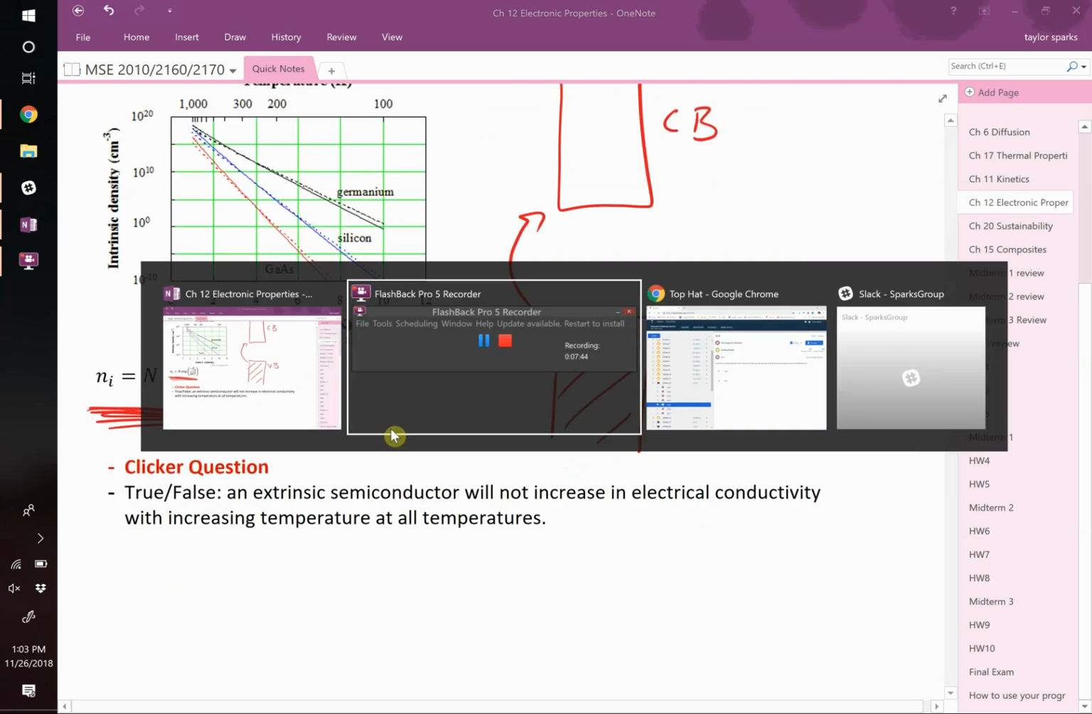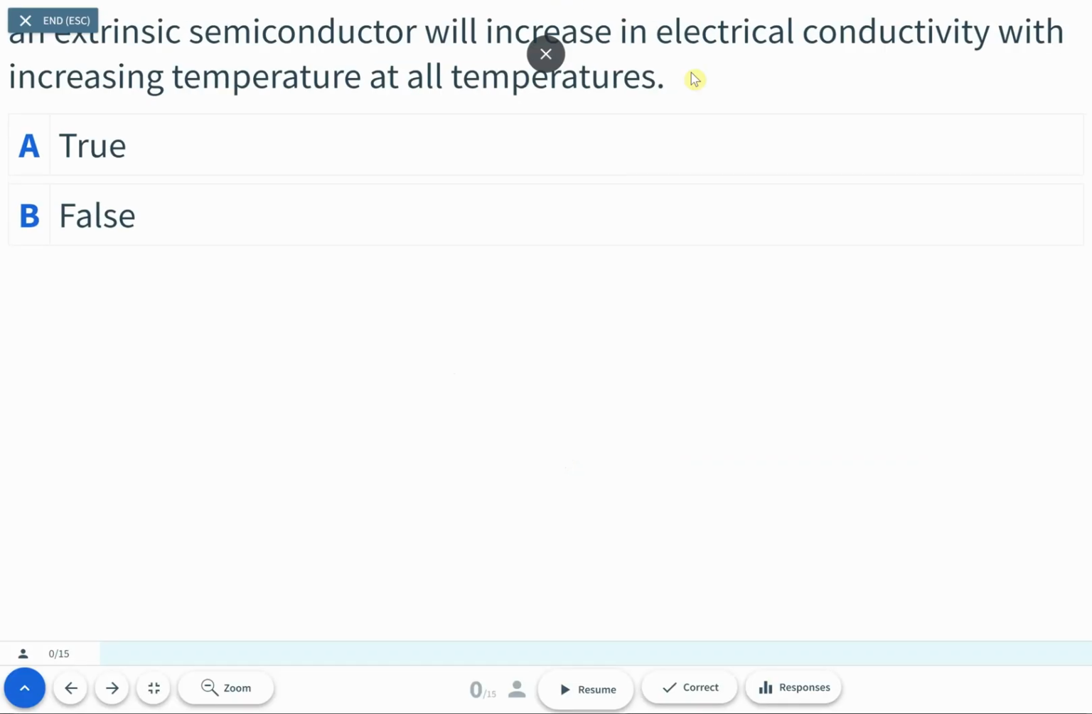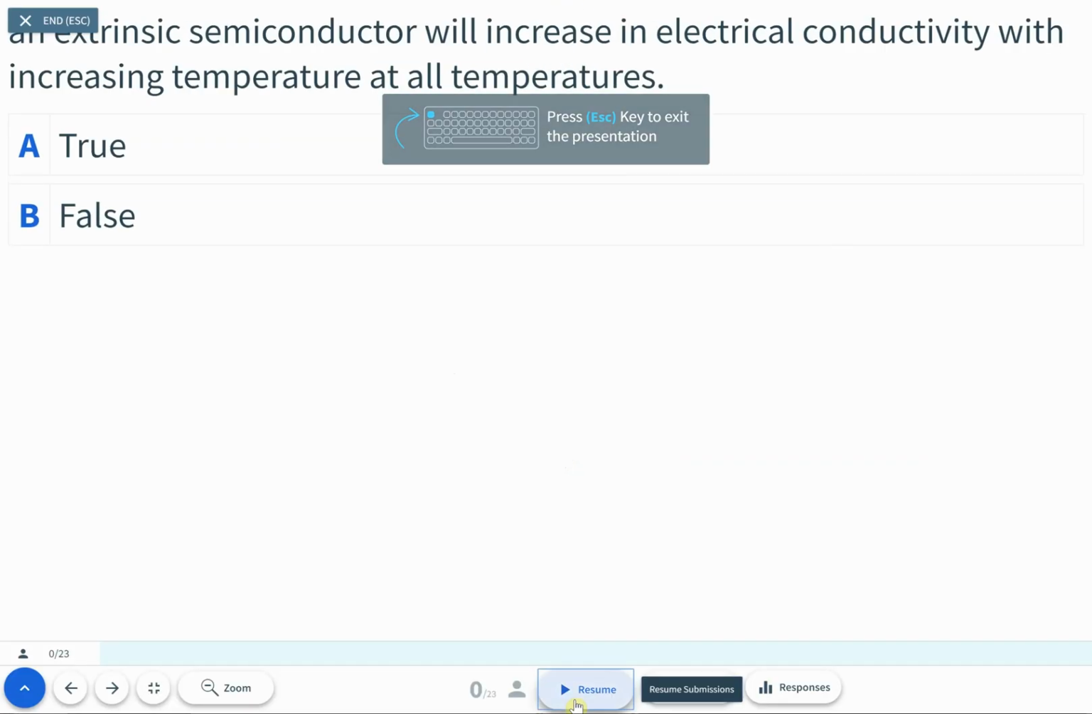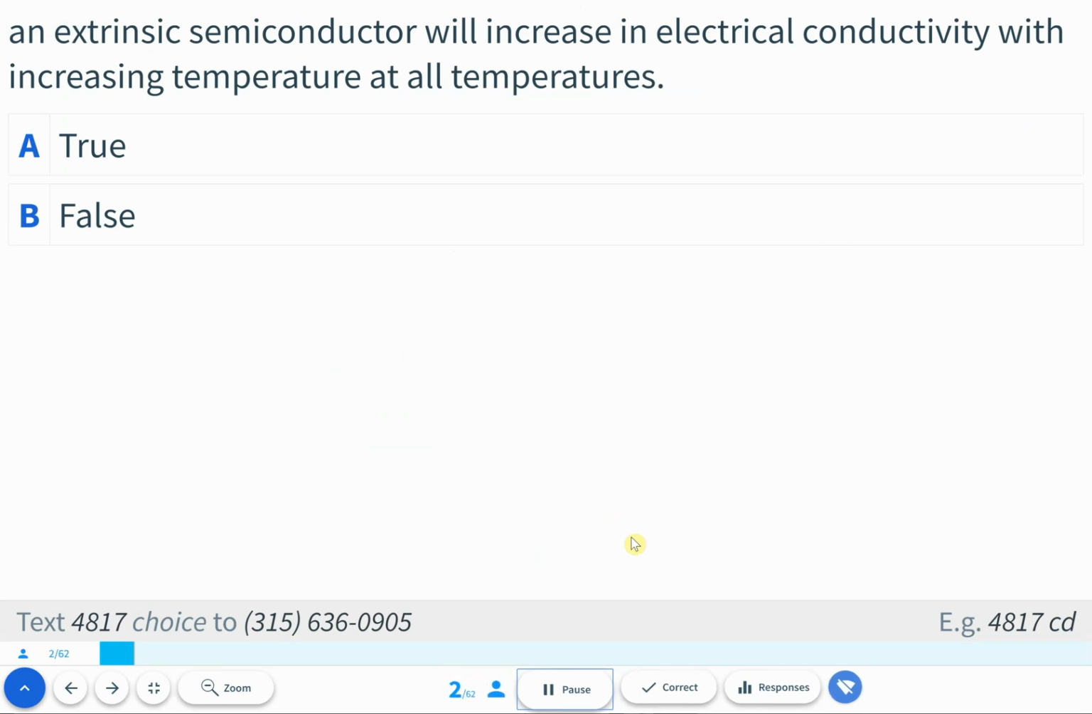How about this? We'll do a clicker question. The clicker question is as follows. It says, an extrinsic semiconductor is going to increase in electrical conductivity with increasing temperature over all temperature ranges. True or false? Extrinsic means that we've doped it. So we're not relying on thermal carriers for the majority of our carriers. The majority of our carriers come from however we doped it. If we gave it 10% phosphorus, that tells you exactly how many electrons or holes you're going to have. It comes from the dopant.